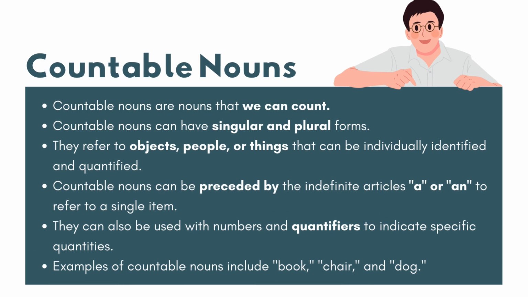Countable nouns. Countable nouns are nouns that we can count. Countable nouns can have singular and plural forms. They refer to objects, people, or things that can be individually identified and quantified. Countable nouns can be preceded by the indefinite articles a or an to refer to a single item. They can also be used with numbers and quantifiers to indicate specific quantities. Examples of countable nouns include book, chair, and dog.